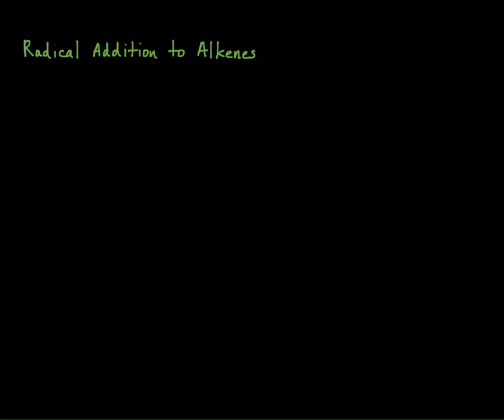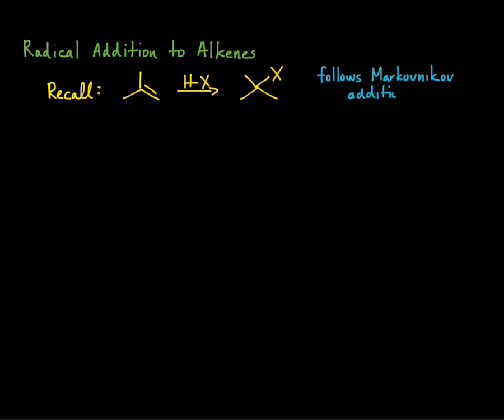So now we're going to look at our first real reaction that involves radicals, namely the radical addition to alkenes. Now, we've already seen several addition reactions of alkenes, right? So here I'm pointing out I have 2-methylpropene reacting with hydrogen halide to produce an alkyl halide. And we say that this follows Markovnikov addition because the hydrogen goes to the carbon with the most number of hydrogens. That's simply Markovnikov's rule. And yet through looking at the mechanism of this reaction, we discover why that is the case.